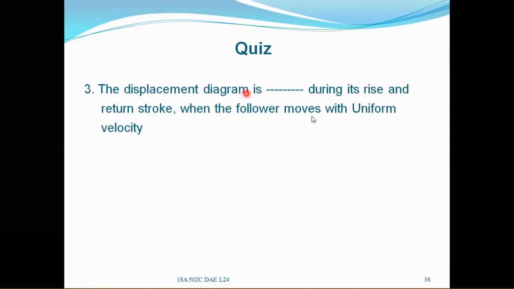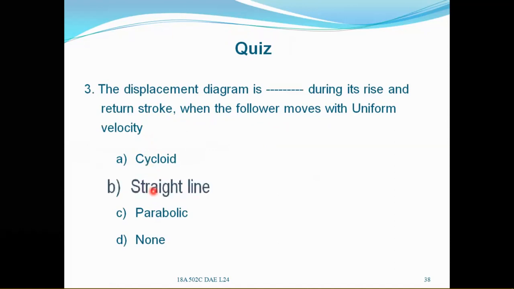The displacement diagram is dash during its rise and return stroke when the follower moves with uniform velocity: cycloid, straight line, parabolic, none of the above. The displacement diagram is a straight line, right? So B should be the right answer.